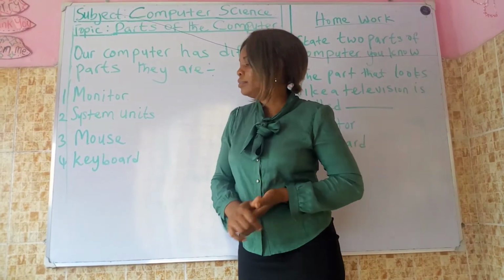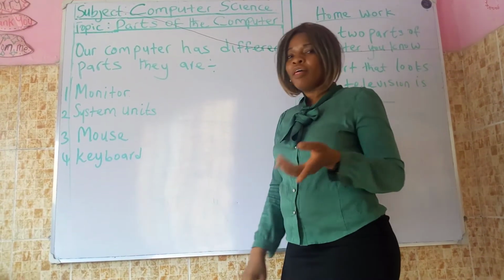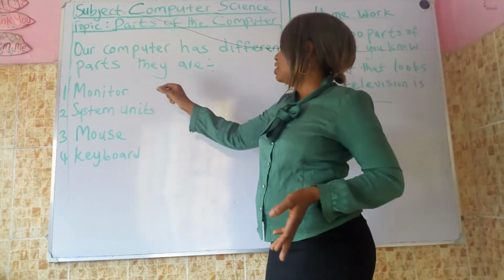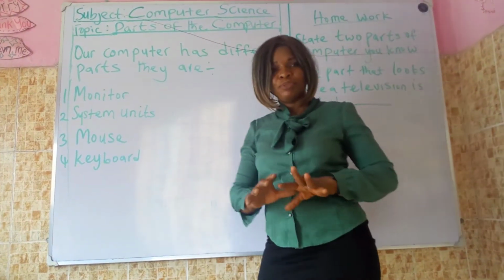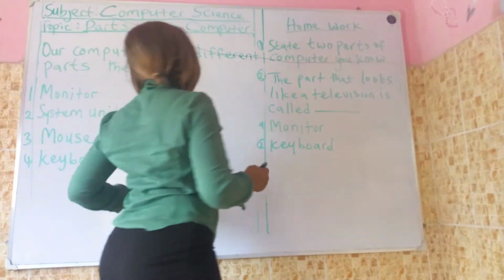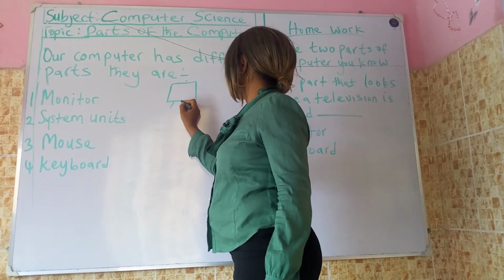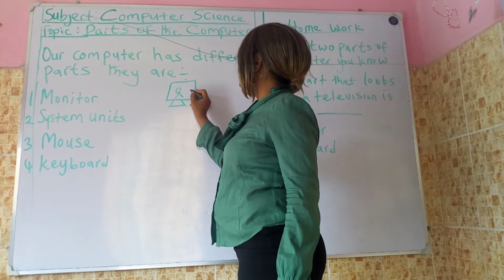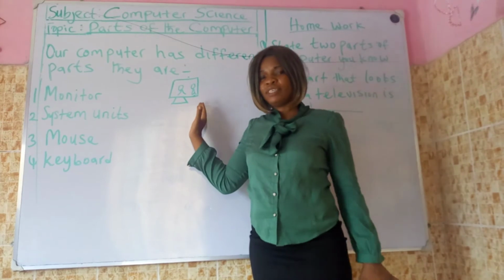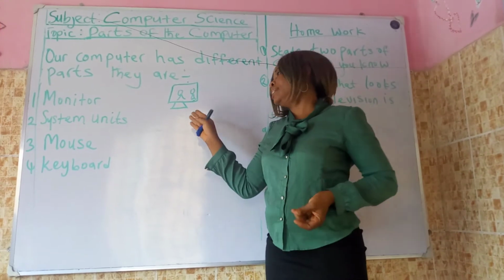They are: 1. Monitor, 2. System unit, 3. Mouse, 4. Keyboard. Number 1, monitor. Monitor is that part of the computer that looks like a television. It helps us to see what we are processing in the computer. It helps us to see the data we are working on in the computer.